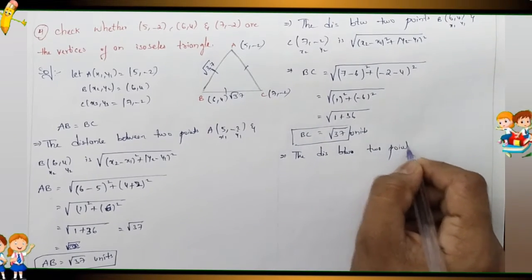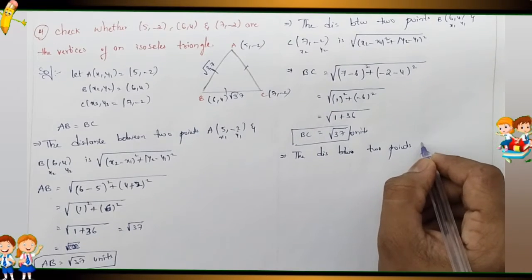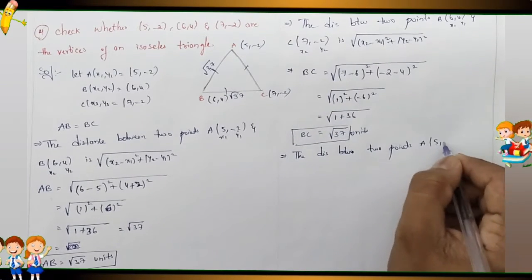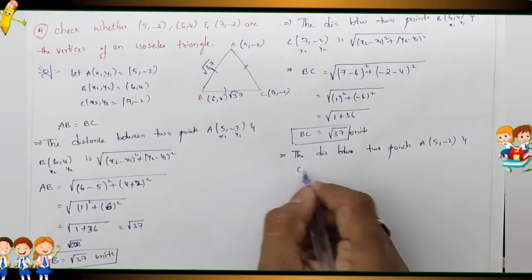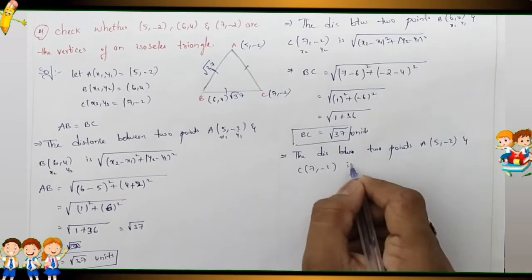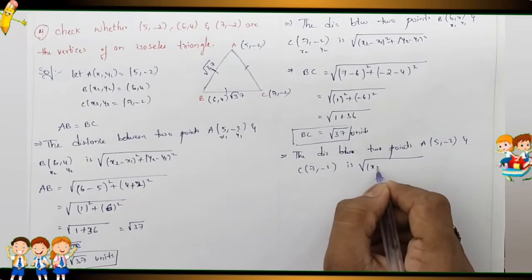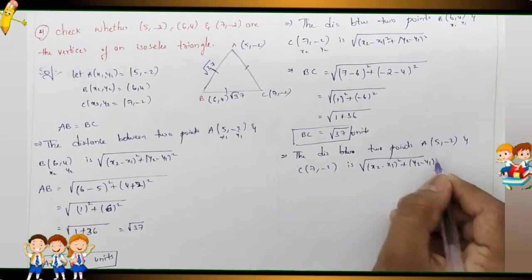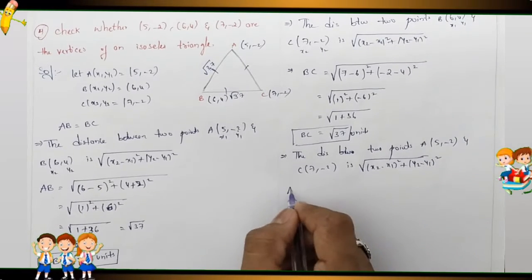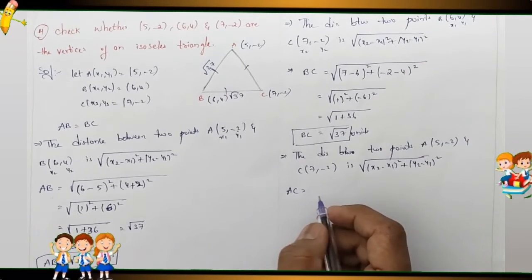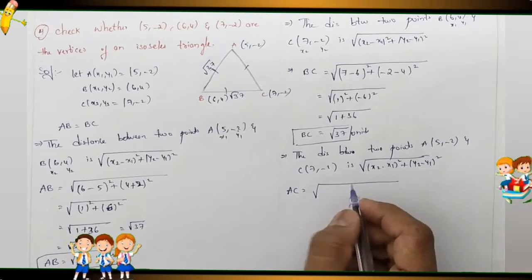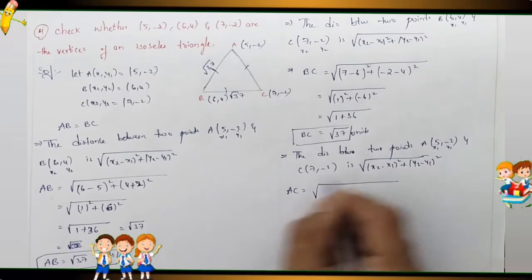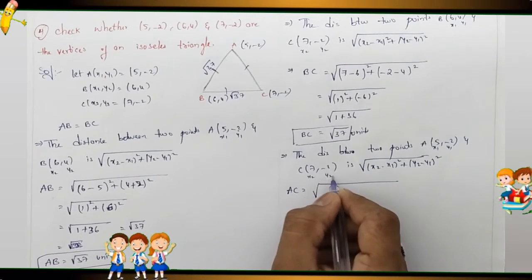The distance between two points A and C. A is (5, -2) and C is (7, -2). The formula is the square root of (x2 minus x1) whole square plus (y2 minus y1) whole square. Now AC is equal to the square root of, so this is x1, this is y1, x2, y2.